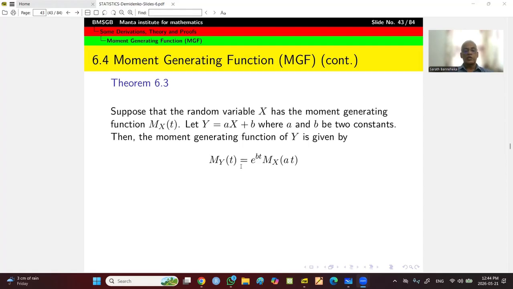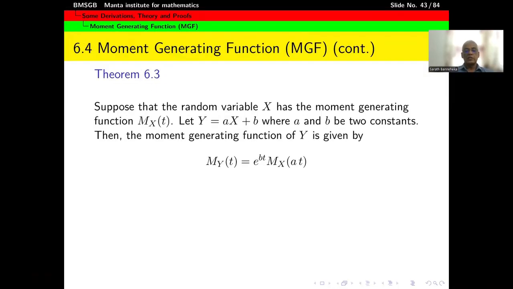Moment generating function of y is equal to e to the power bt, b times t, times the moment generating function of x evaluated at a times t. We can easily derive or prove this result, this theorem, just by going through the definition. So let us do that.